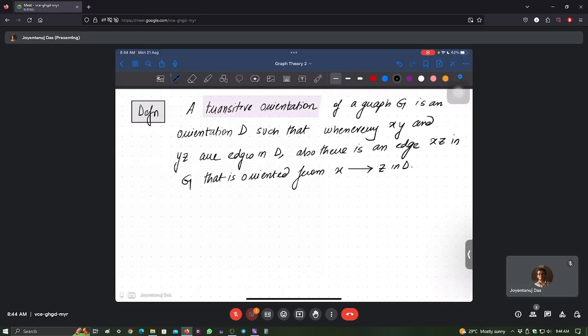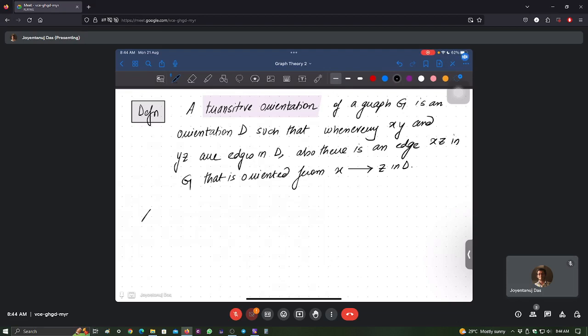That means x to y, y to z is connected. So it is a loop? Yes, you can say loop, but it is not on the same vertex, right? So it is a cycle, you can say. So x to y, y to z implies x to z. So this is the definition of transitive orientation.